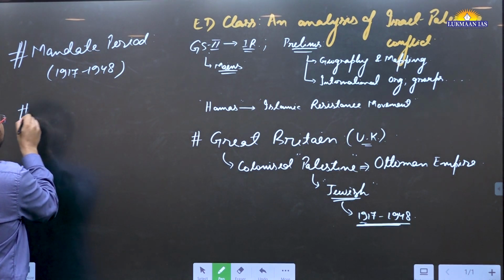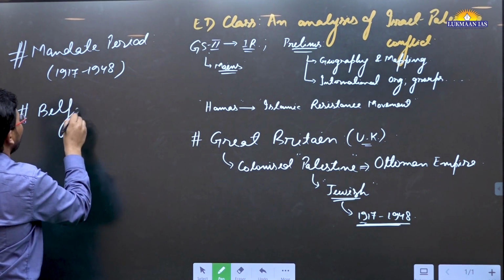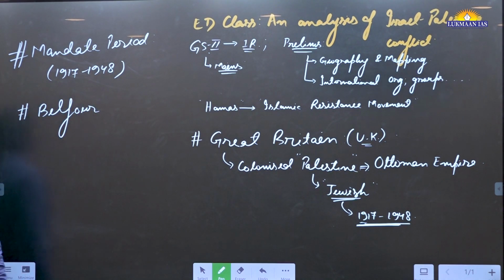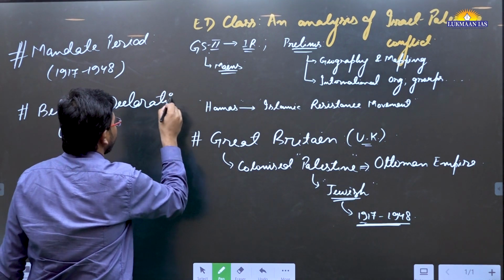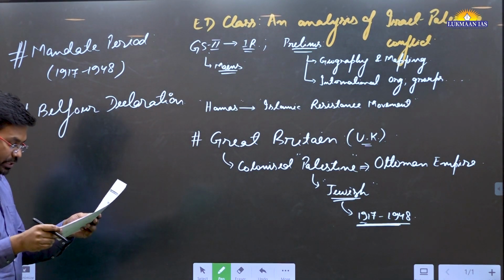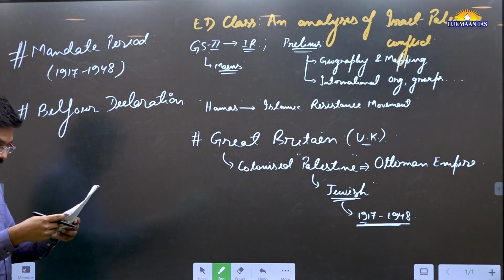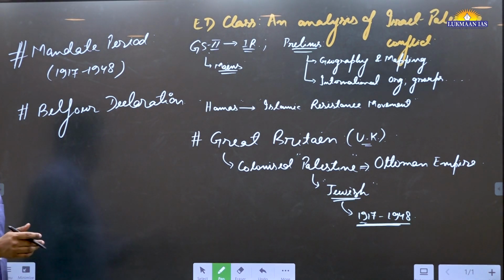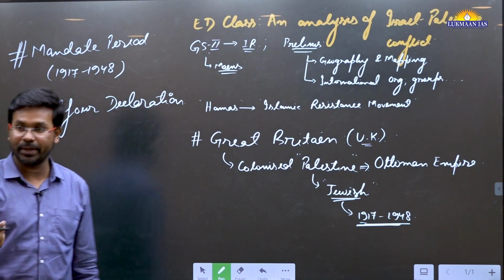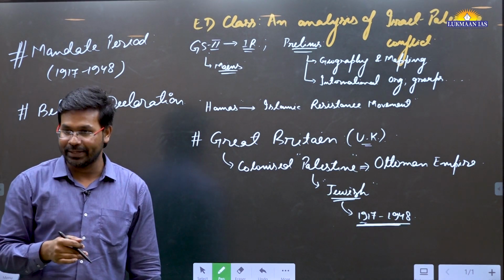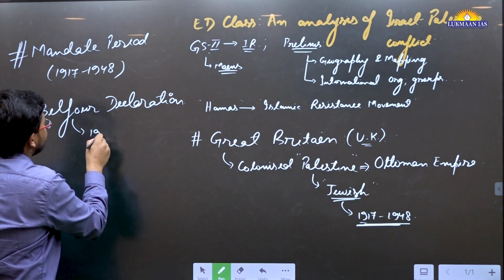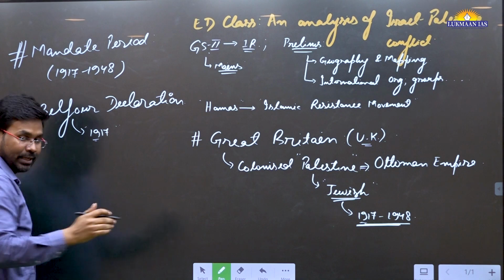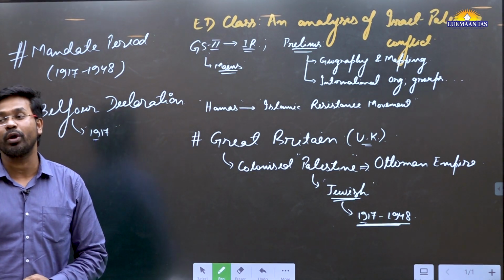There was a declaration. It is known as Balfour, F-O-U-R, I think. So the spelling, yes, Balfour Declaration. This declaration was made during World War I. We know World War I happened from 1914 till 1919, and in 1917 a declaration was made, during the World War I time.